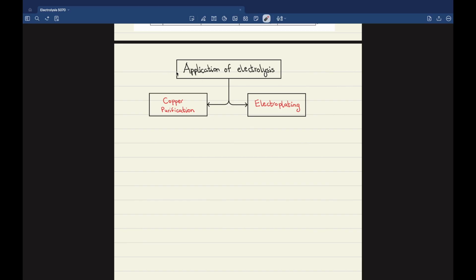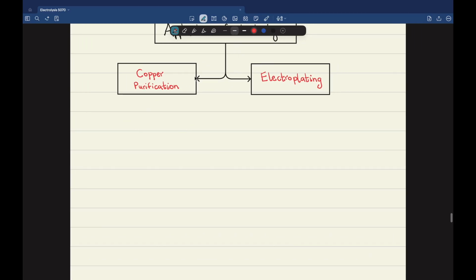Okay, so applications of electrolysis include two things. One is copper purification and the other is electroplating. Both follow the exact same phenomena. Both have reactive electrodes instead of the inert ones, as in the graphite or platinum ones, and that is something I want you to learn now. Okay, let's talk about copper purification. And how does copper get purified? Let us talk about that.